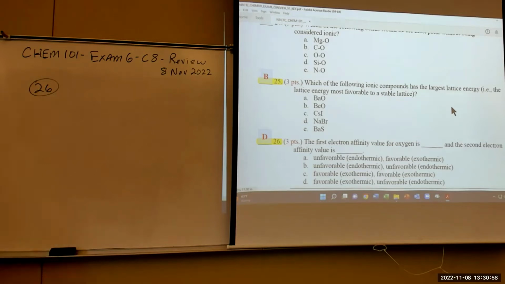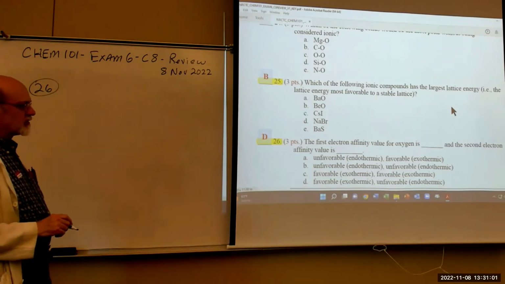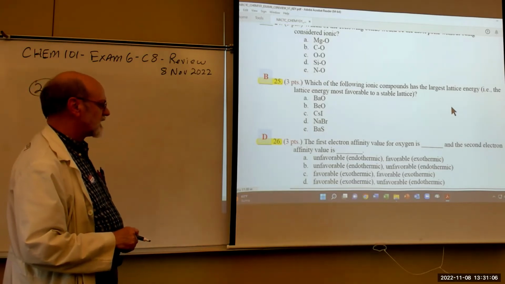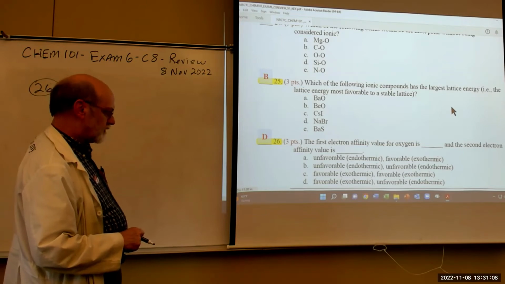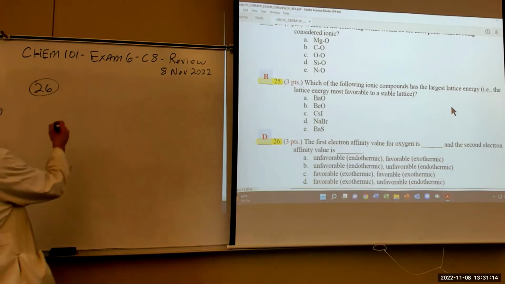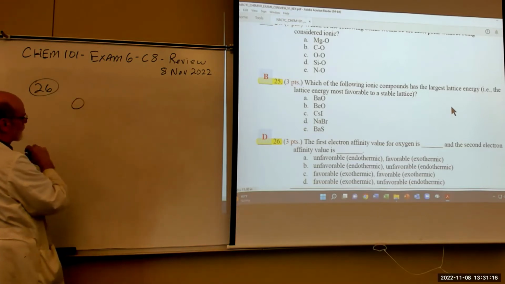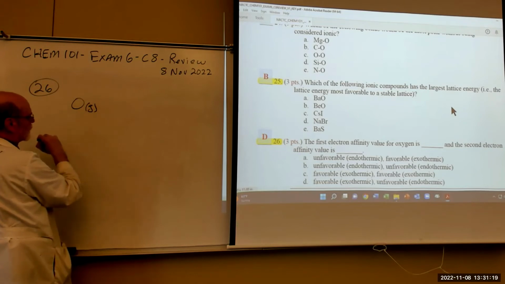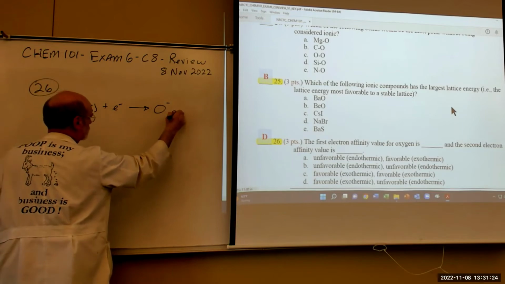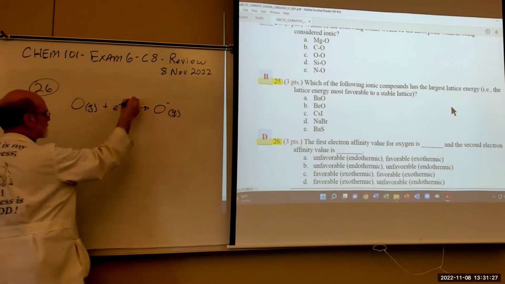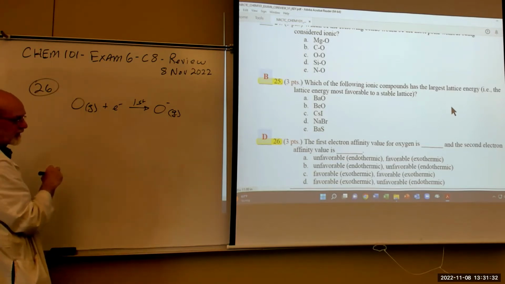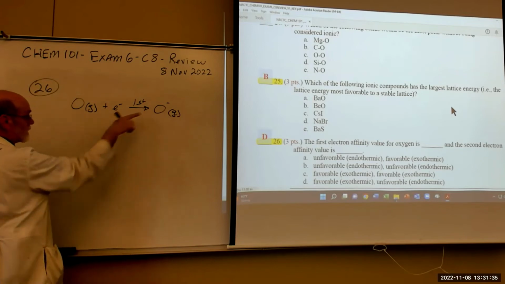26. The first electron affinity value for oxygen is, let's see, our choices are unfavorable or favorable. And the second electron affinity value is unfavorable or favorable. So the first electron affinity value for oxygen: what would that be? Oxygen gas, remember the formula? Plus an electron yields. That's the first electron affinity. Okay, second electron affinity. Take that one.